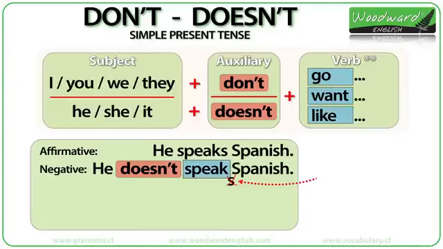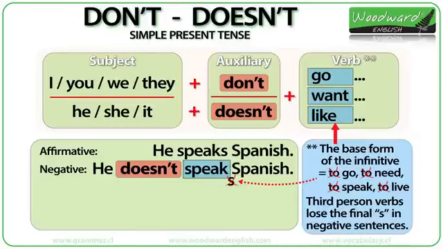Why does this happen? The verb after the negative don't or doesn't is the base form of the infinitive. Remember, the infinitive is the verb before it is changed. It is the original verb. For example, to go, to need, to speak, to live. These are all infinitives, which means that they are the original form of the verb before any changes. We know they are in the infinitive form because of the to at the beginning.